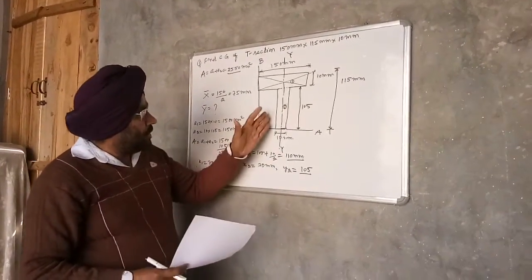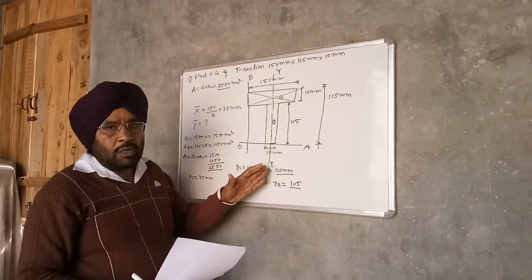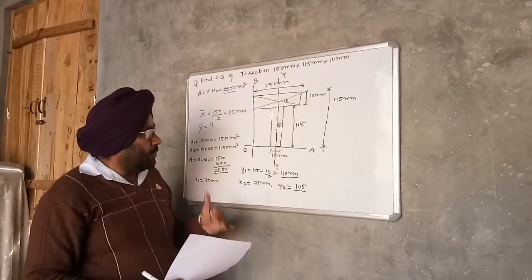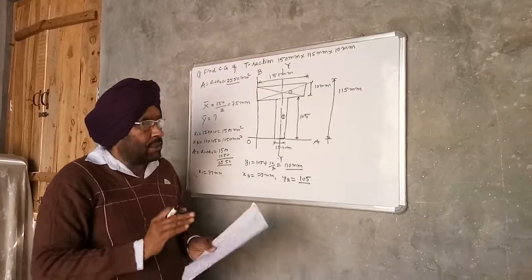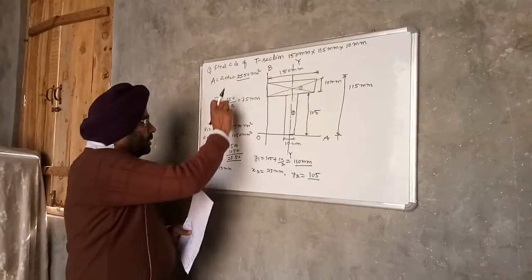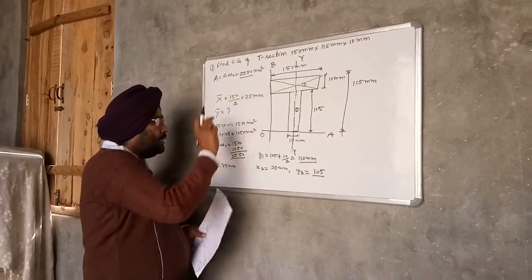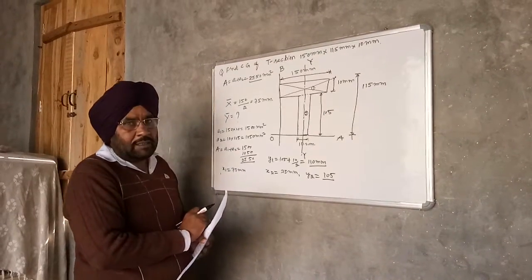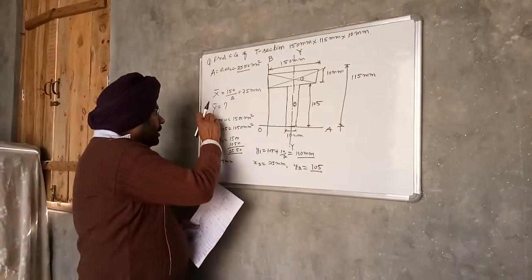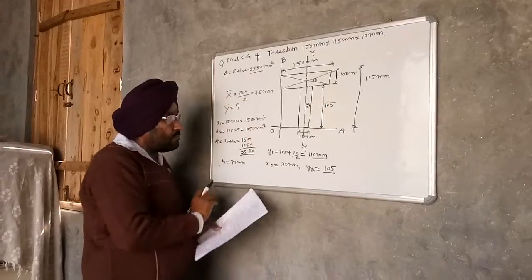First of all, we will see whether the section is symmetrical about any axis. As shown in this figure, the section is symmetrical about the y axis. So it means straightaway we can determine x bar. So x bar is 75 millimeter. The next part is we will find out the value of y bar.